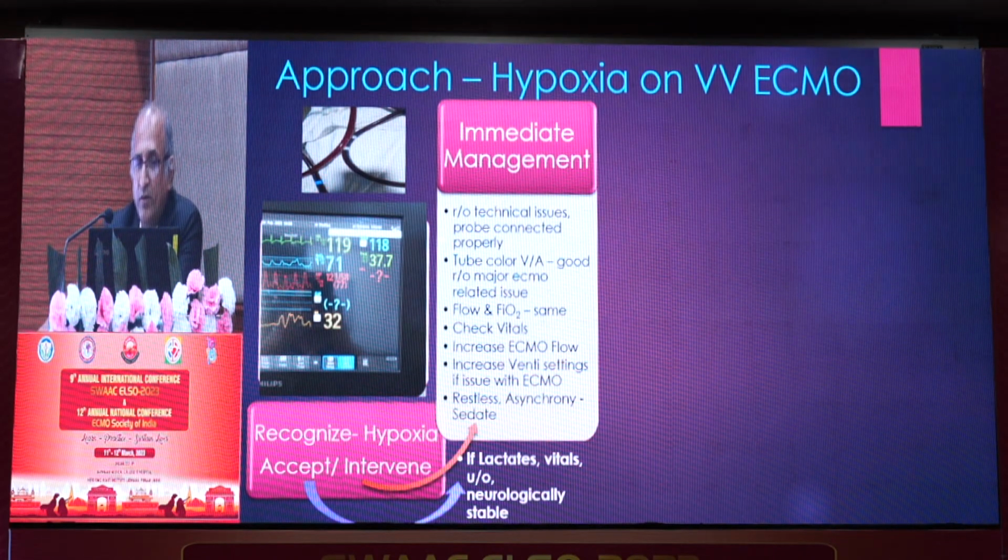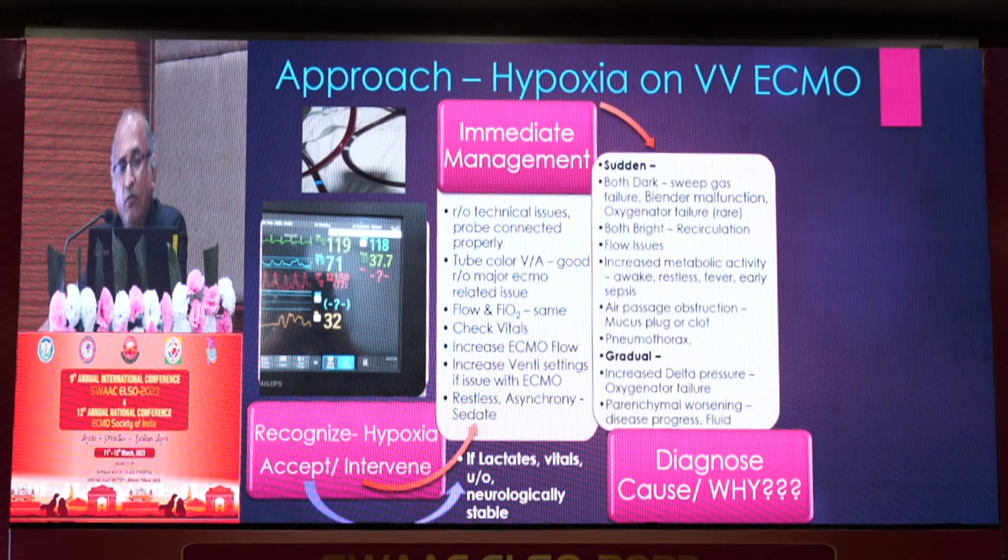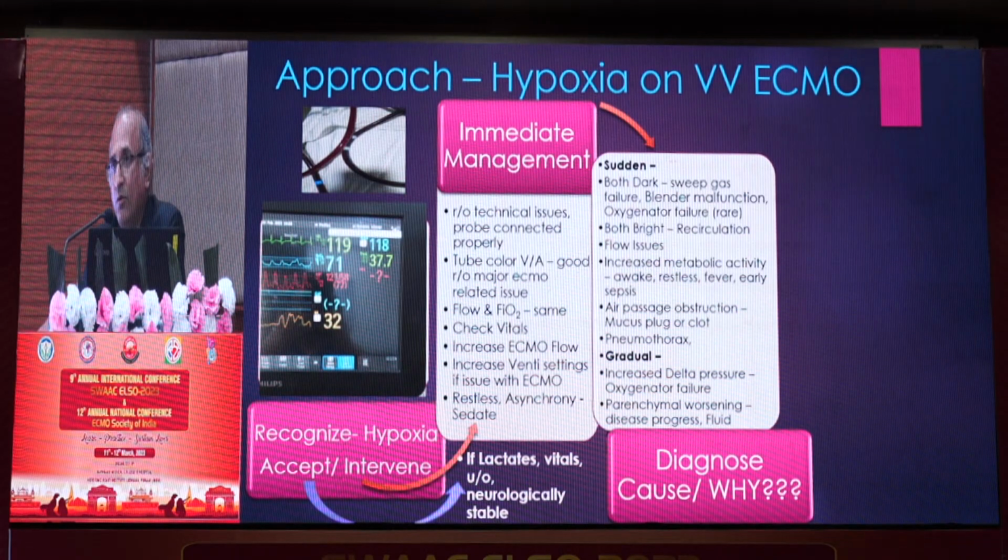The immediate management is to look at the technical issues: the tube color, the FiO2, the flow of the ECMO circuits. If everything is okay, you increase the blood flow temporarily. If you find something going wrong with the ventilator or the ECMO, then only you go up on the ventilator settings. Otherwise, don't go up on the ventilator settings. If the patient is restless, then sedate the patient. Okay.